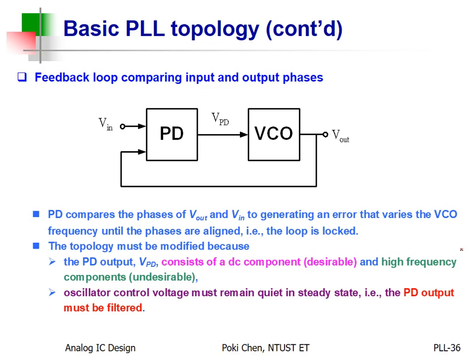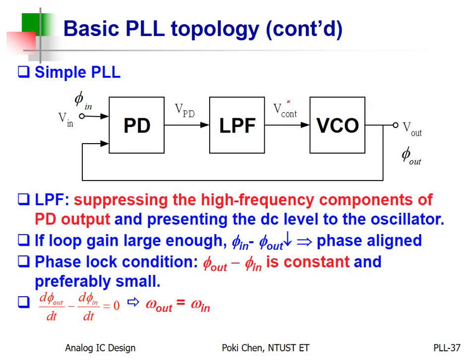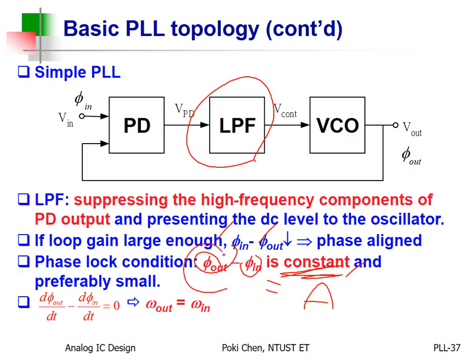So the fundamental loop again is PD plus VCO, but it doesn't make any sense without the help of the low pass filter. After locking, it means phi out minus phi in needs to be a constant. I don't care how much. Since it is a constant, then you differentiate both sides. The differentiation of phase means frequency.